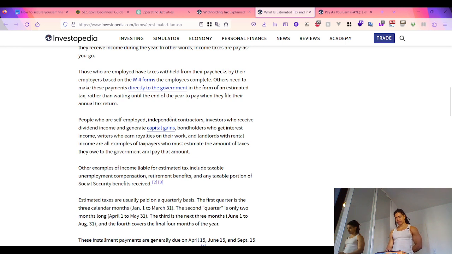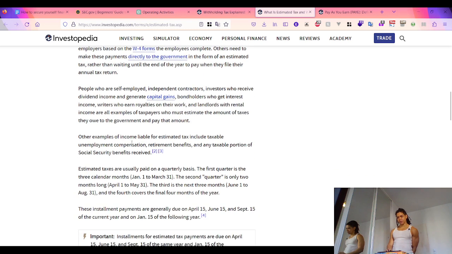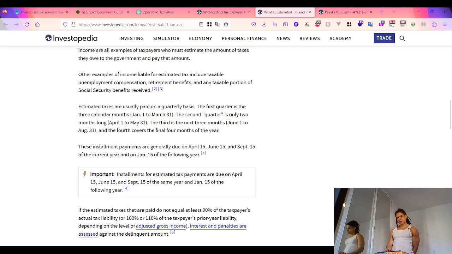People who are self-employed, independent contractors, investors who receive income and generate capital gains, bondholders who get interest income, writers who earn royalties on their work, and landlords with rental income are all examples of taxpayers who must estimate the amount of taxes they owe to the government and pay that amount. Other examples of income liable for estimated tax include taxable unemployment compensation, retirement benefits, and any taxable portion of Social Security. Estimated taxes are usually paid on a quarterly basis.